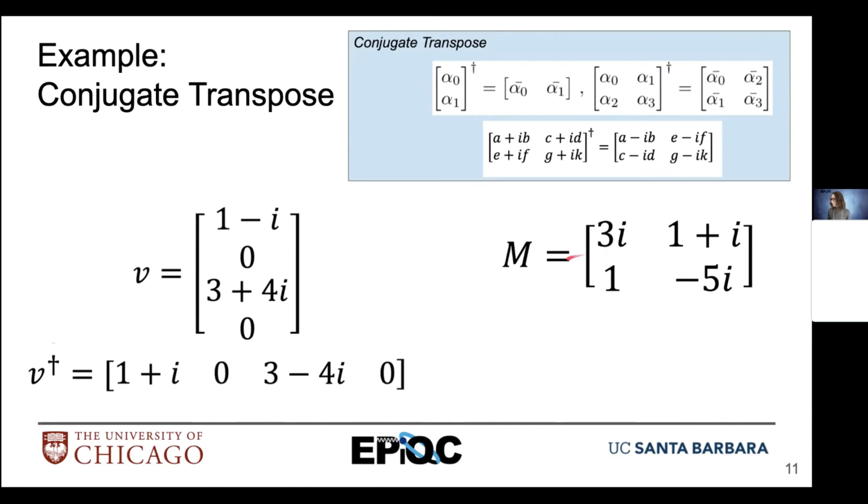So here we have our matrix M. So 3i, 1 plus i, minus 5i. We take the complex conjugate, and then we take the transpose. So we take all of our imaginary values, we flip the sign, and then we also flip around the diagonal. So let's say we just draw our diagonal and exchange the row and column information.